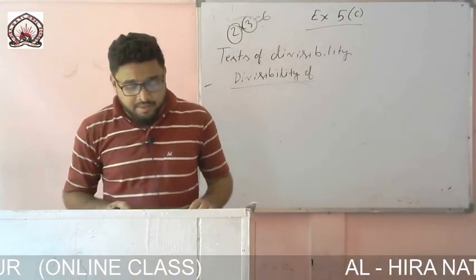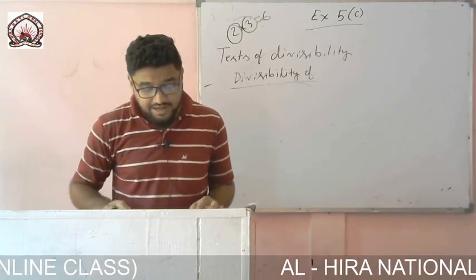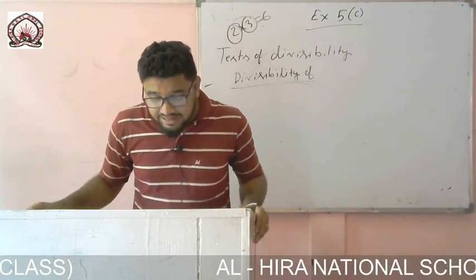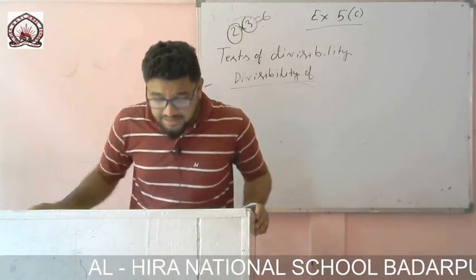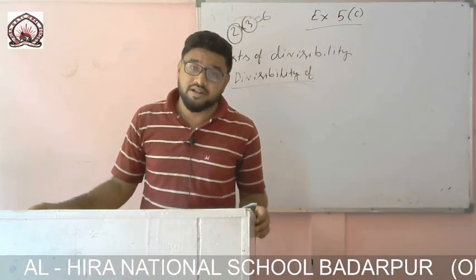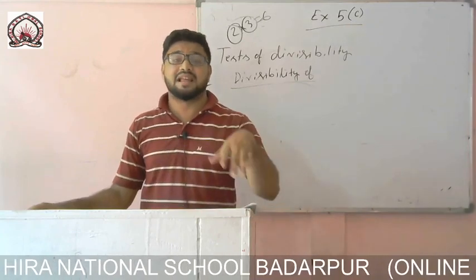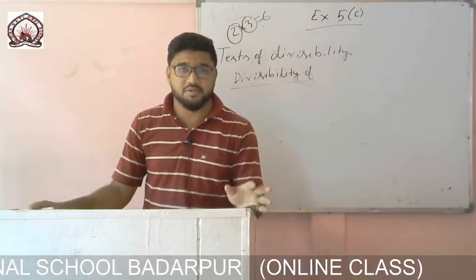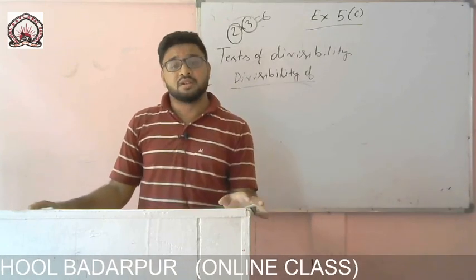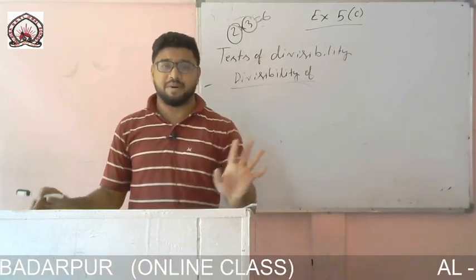Now come to divisibility of 9. A number is divisible by 9 if the sum of its digits is divisible by 9. It is like 3: if the sum of its digits is divisible by 3, then the whole number is divisible by 3. Like this, if the sum of its digits is divisible by 9, then the whole number is divisible by 9.